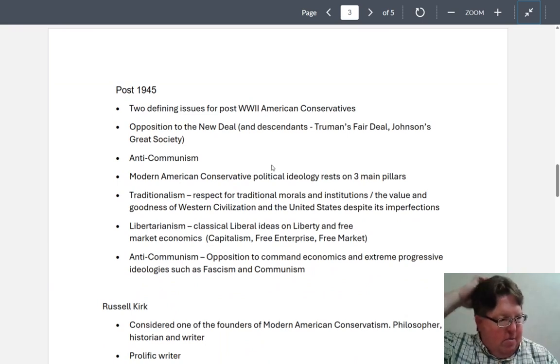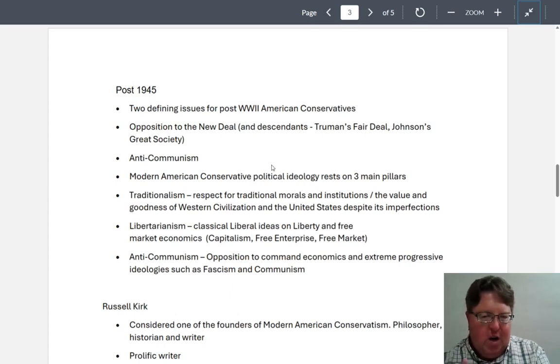Modern American conservatism. You can define it in a couple different ways. The first way you can look at it is the three main pillars of modern American conservatism. So if you want, you can talk about these three items: traditionalism, libertarianism, and anti-communism. Traditionalism: a respect for the traditional morals and institutions and values and the goodness of America and Western civilization, despite its imperfections.